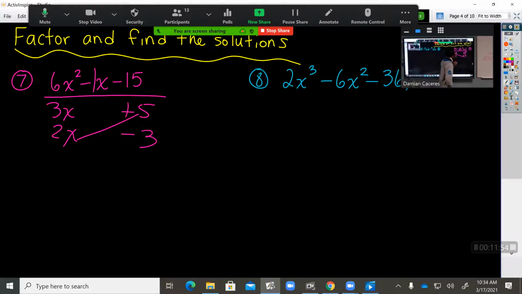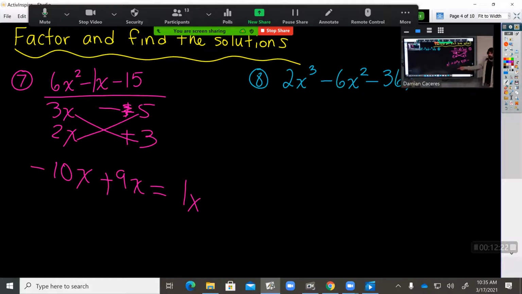So, for example, let's say the negative was on the 3, right? 5 times 2x, positive 10x. 3 times negative 3, negative 9x. 10x minus 9x is positive 1x. Is that positive 1x? No. If you got the right number but the wrong sign, all you have to switch is the sign. Now you switch the positive here and the negative there. Now it's going to work out because it gives us negative 10x plus 9x, which is a negative 1x result. Once your middle number matches, your answers are right here in front of you.